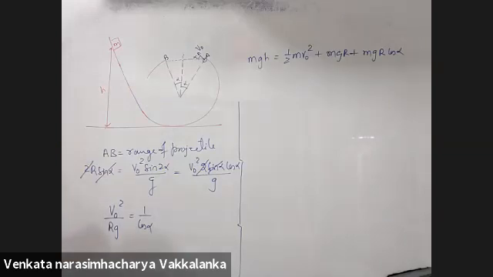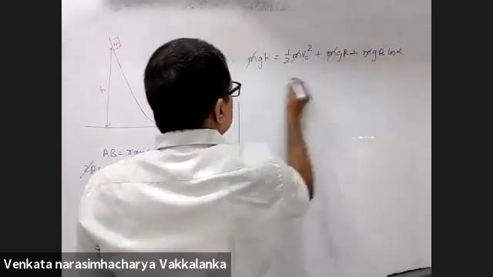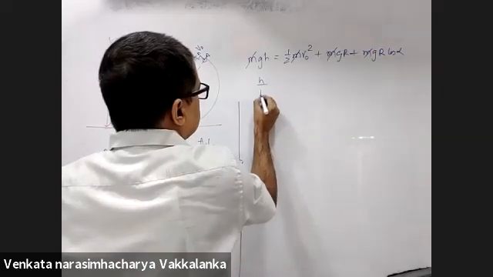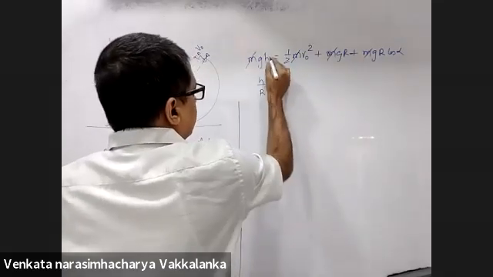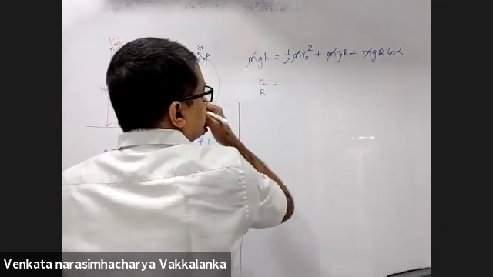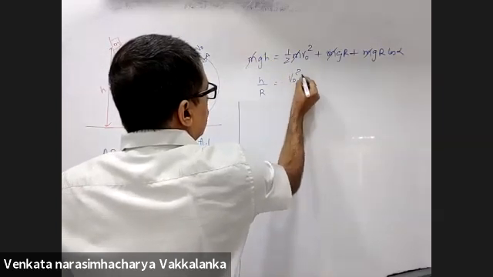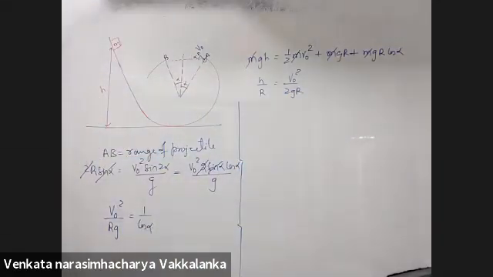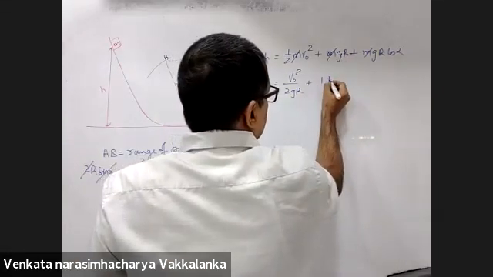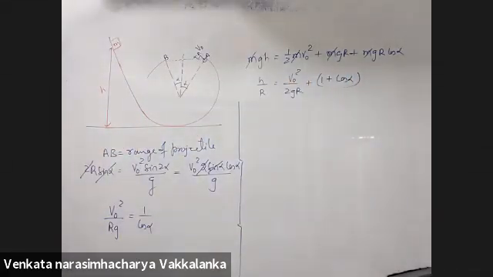Let us cancel out m all throughout. mgh by r, I'm bringing r to the denominator. I'm dividing all throughout by gr. This will become v naught square by 2gr, and this will become 1 plus cos alpha. Are we okay with this? Yes, sir.